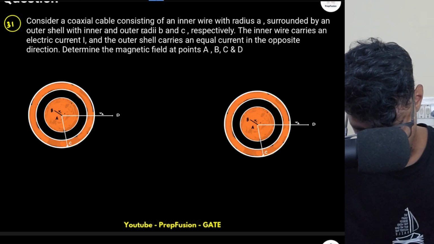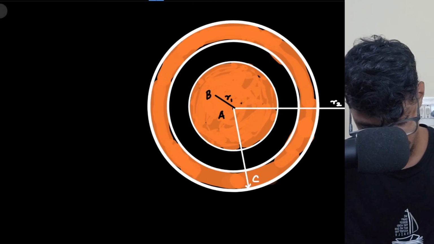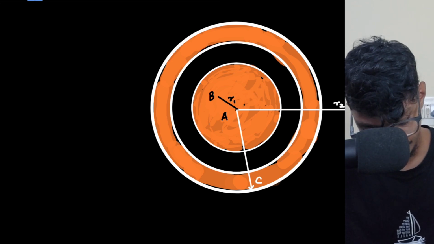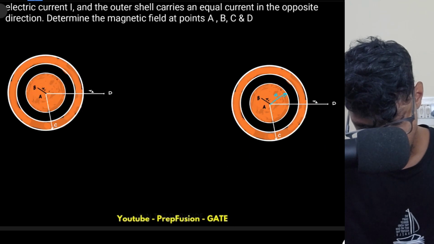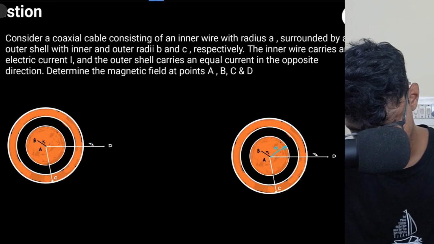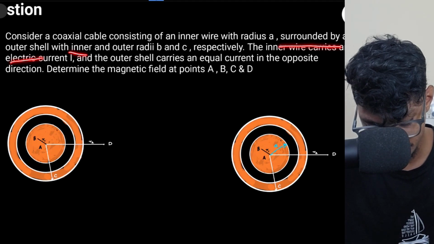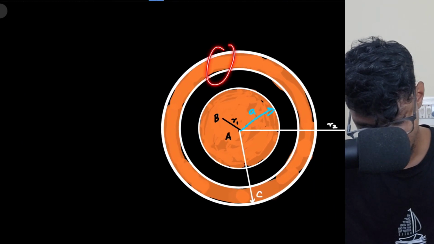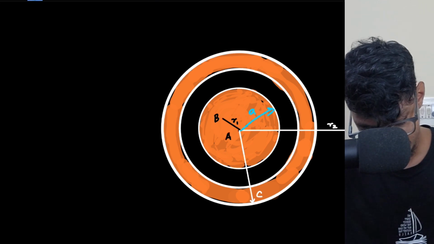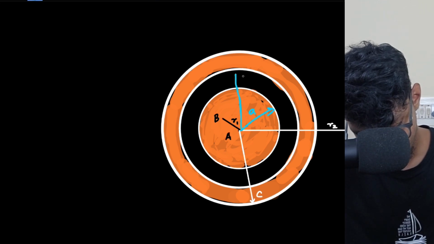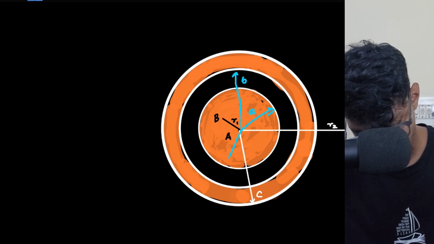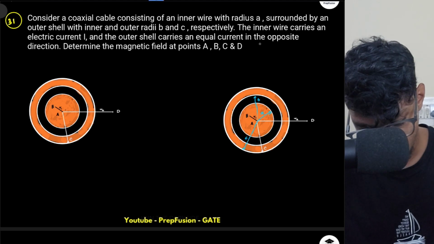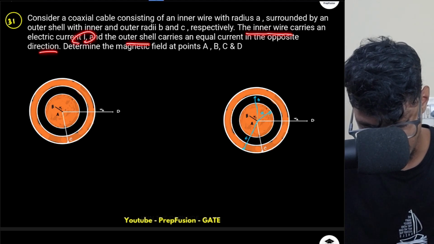So they're telling me that the inner wire has radius a, and it is surrounded by an outer shell with inner and outer radius b and c. So this is the shell, right? Its inner radius is b and its outer radius is c. Okay, got it.